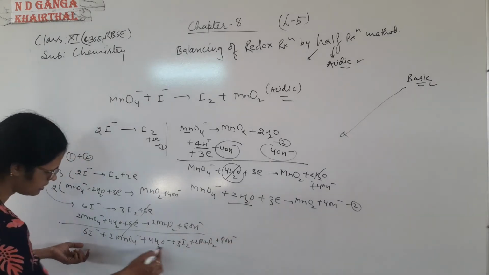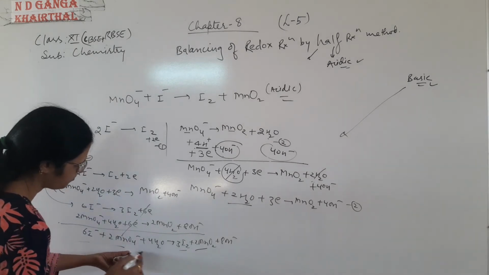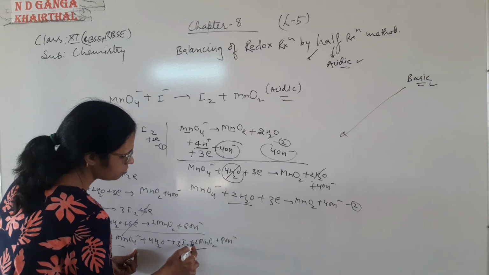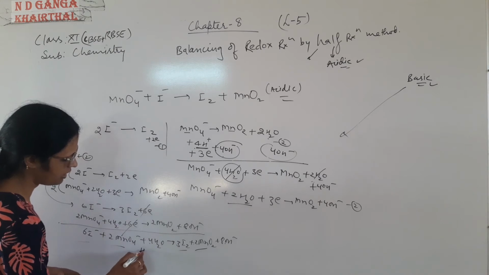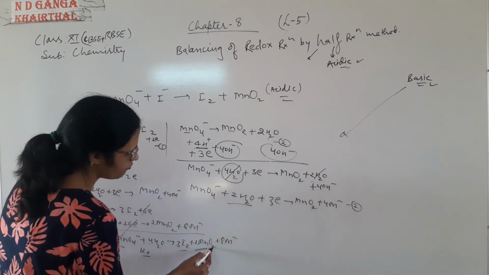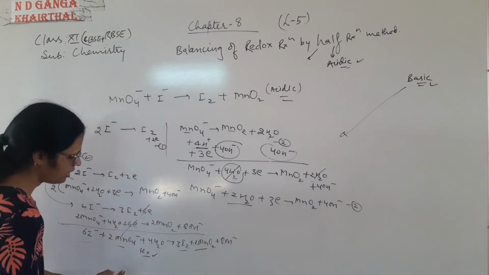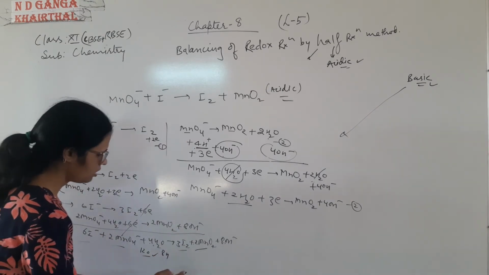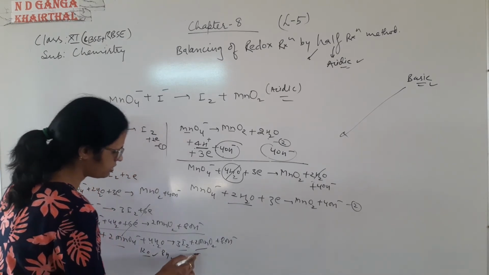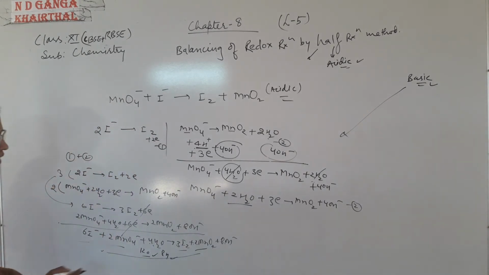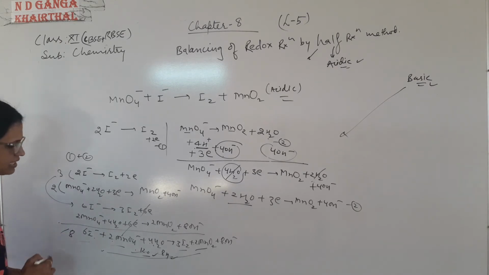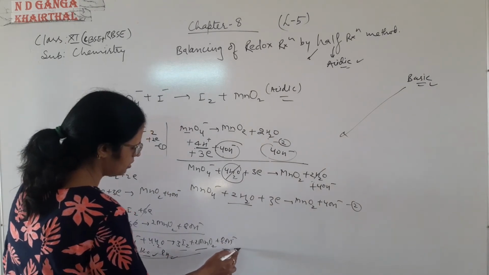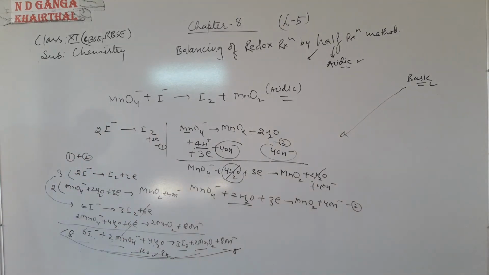So 6I and 6I, 2Mn and 2Mn. Oxygen: 2 times 4 is 8, plus 4, so here there are 12 oxygen. Here 2 times 2 is 4, plus 8, so 12 oxygen. Now come to the hydrogen. Here 8 hydrogen and here again 8 hydrogen, so this reaction is balanced in terms of atoms. Now we will check by charge. Here -6 and -2, so we get -8, and here -8. So the reaction is balanced in this way.